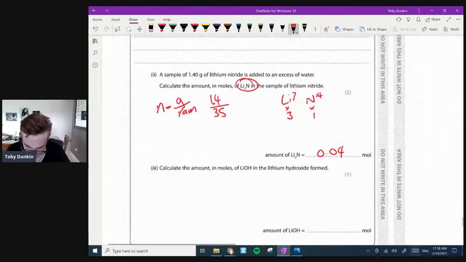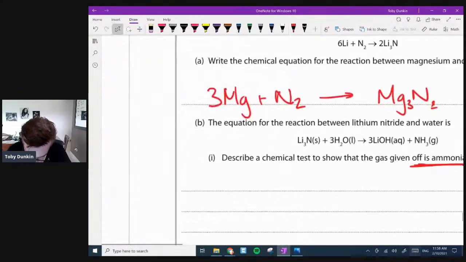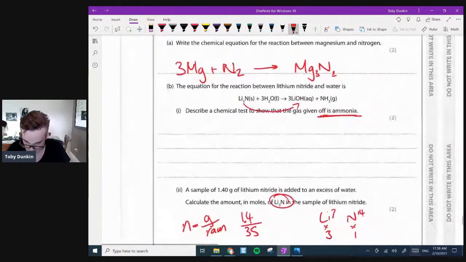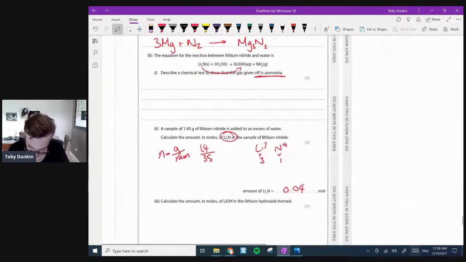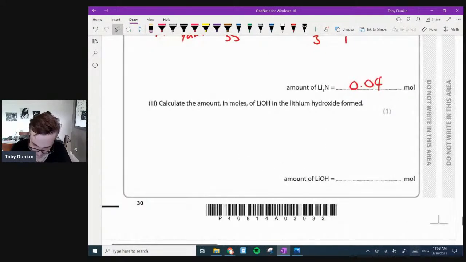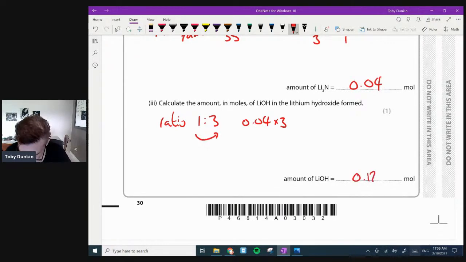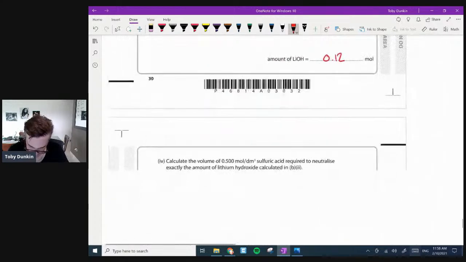Calculate the moles of lithium hydroxide formed. Right, so the ratio is 1 to 3, so I'm going to multiply it by 3. Ratio is 1 to 3, so I'm going to multiply 0.04 by 3, and I get 0.12. Done.